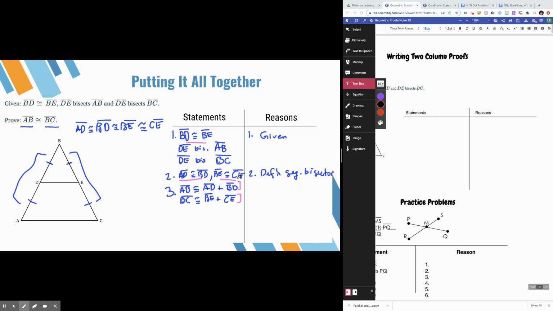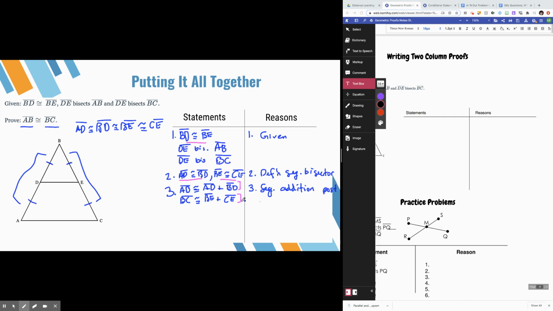Okay, so let's go ahead and do that. I just realized I didn't write my reason for number 3. So my reason for statement 3 is the segment addition postulate, because I added part plus part and I set it equal to the whole thing. So the segment addition postulate. Like I said, again, I'm abbreviating. You shouldn't.